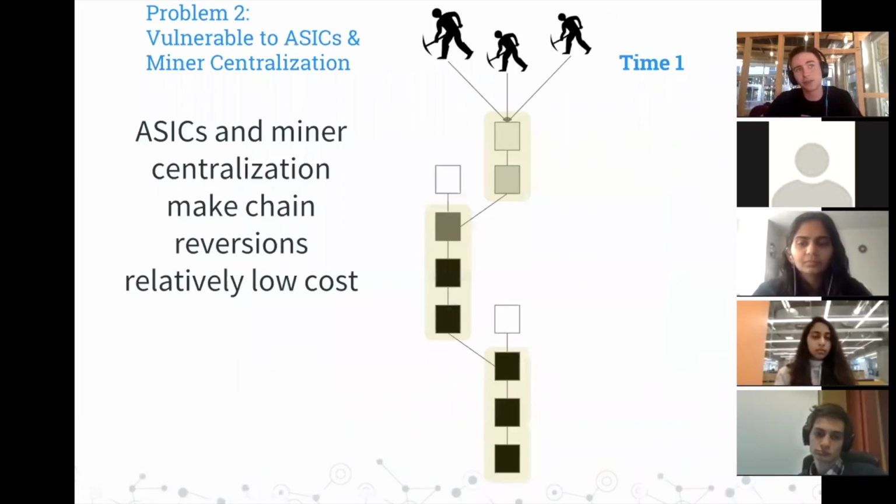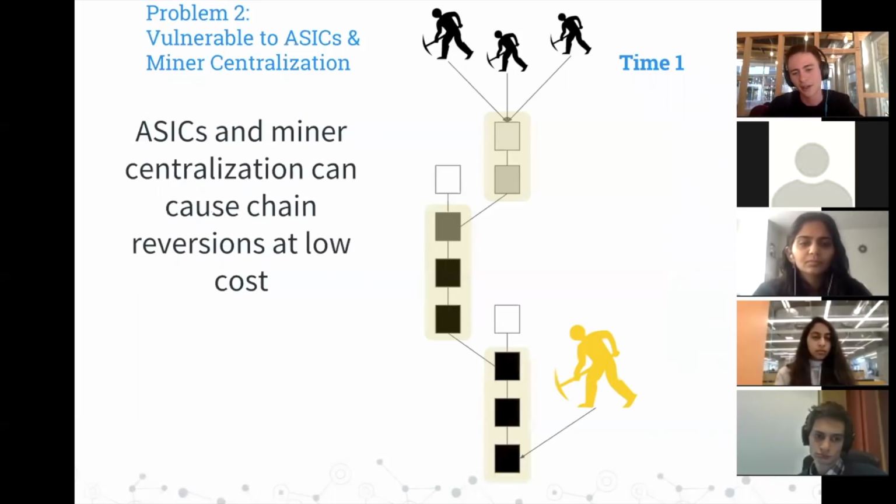You can do chain reversions. You can also do a lot of other funky stuff, and the cost of capital of locating your miner near energy. All of these things are centralizing forces. And of course, this is macroeconomics.